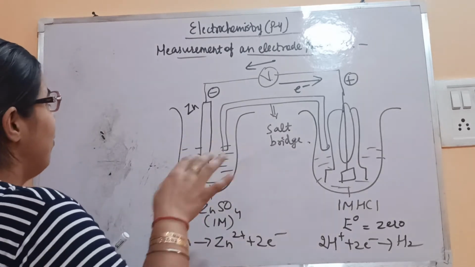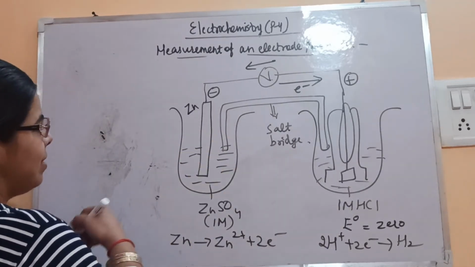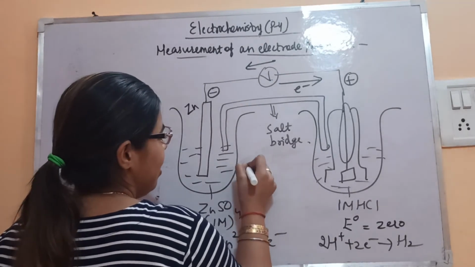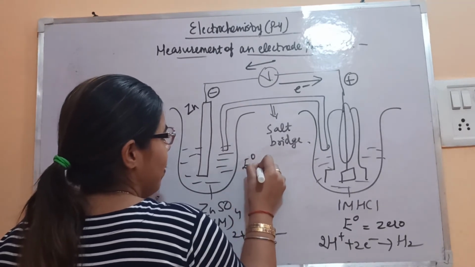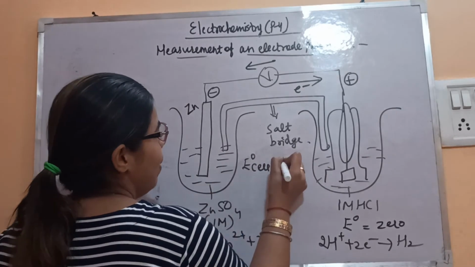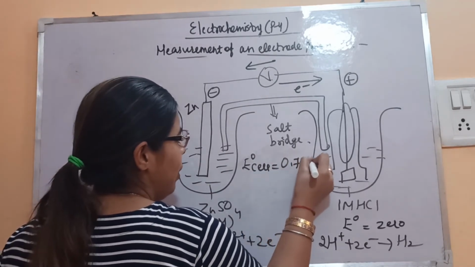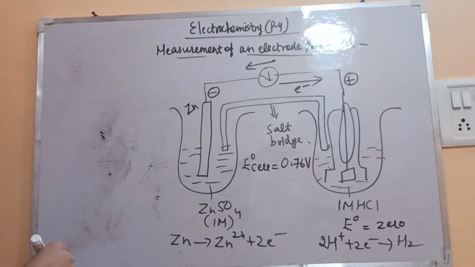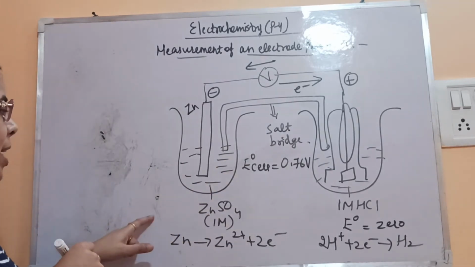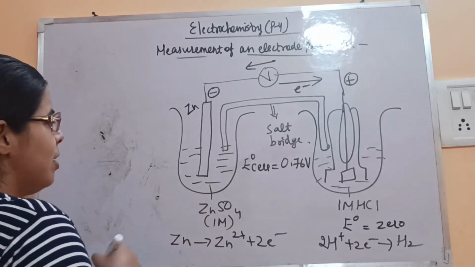So when this has been observed, what is the reading which has been observed? That E naught cell is found to be 0.76 volt. Okay, now let's calculate. This is the E naught cell. Now we need to calculate the E naught for zinc. So what is the formula?